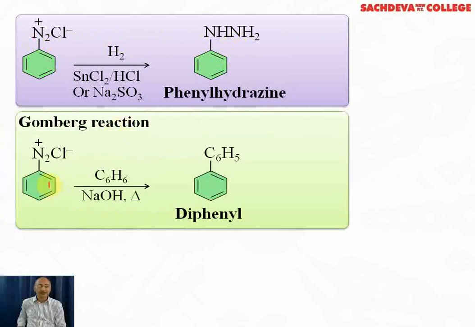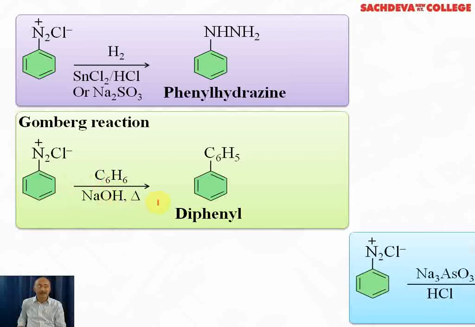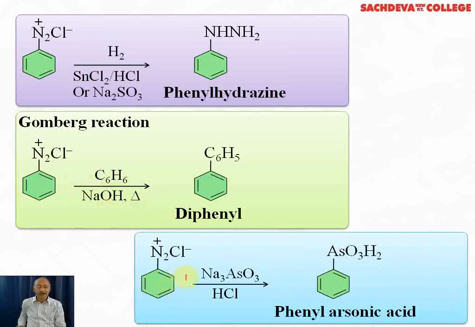Gomberg reaction: when benzene diazonium chloride is reacted with benzene in basic medium on heating, we get diphenyl. And benzene diazonium chloride when reacted with sodium arsenite and HCl, the product formed is phenyl arsenic acid.